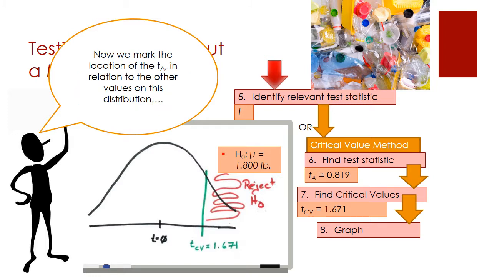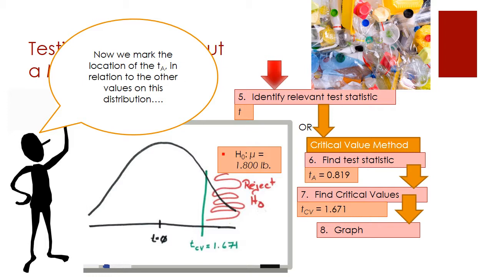Now, we're going to mark the location of our t alternative. Keep in mind that the t critical value is what comes from the t distribution table that corresponds with our specific alpha from the study. So our specific alpha, the direction of the test, and our degrees of freedom tell us what that t critical value is going to be. We're now going to compare the t value we got from our sample data, our test statistic, and see how it relates to our t critical value. So we need to mark the location of our t alternative in relation to the other values on this distribution.